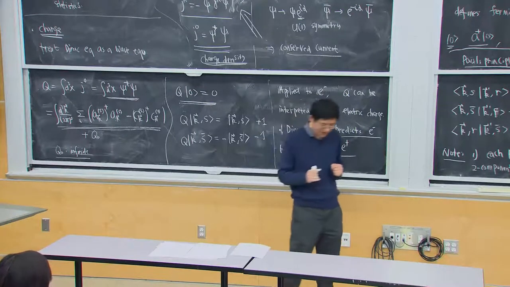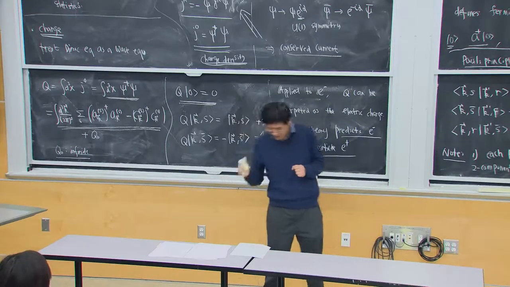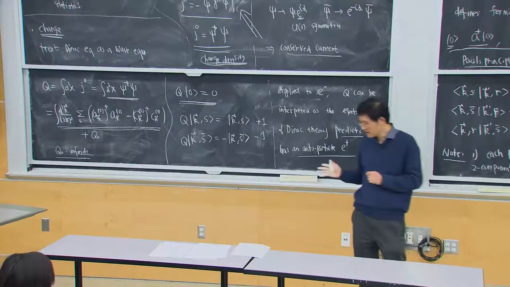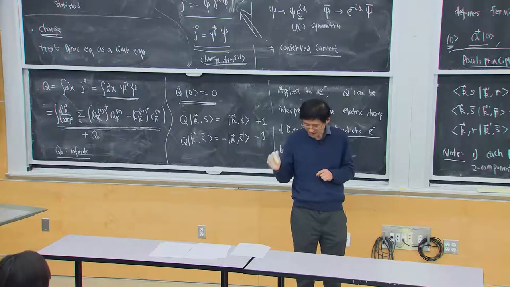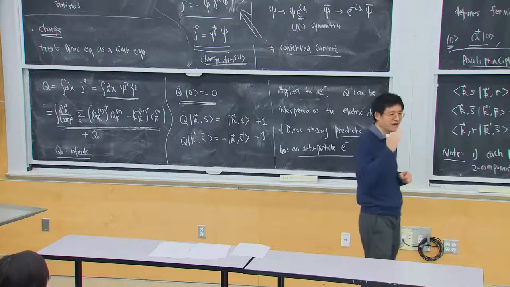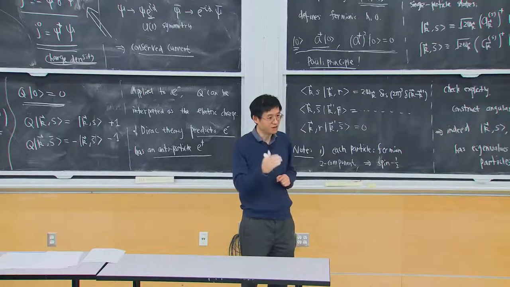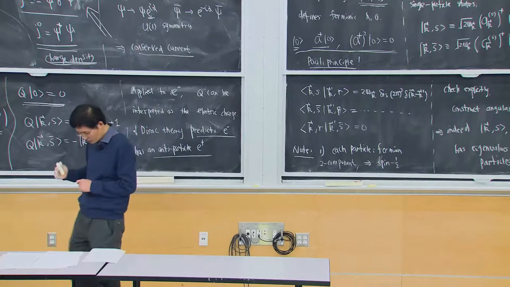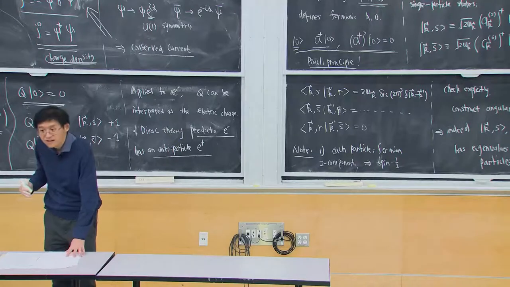Luckily, in 1931, he changed his mind. He said, this is a new particle. And in 1932, Anderson discovered it in cosmic rays. They found this new particle which has exactly the same mass as the electron but opposite charge. So that became a very happy story. Any questions on this?